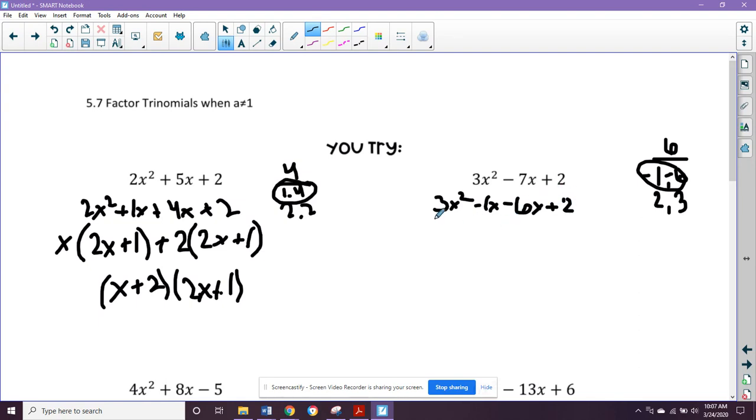Now factor by grouping. Look at the first two terms. What's your greatest common factor here? Your greatest common factor is going to be x. If you divide out an x, you're left with 3x minus 1.